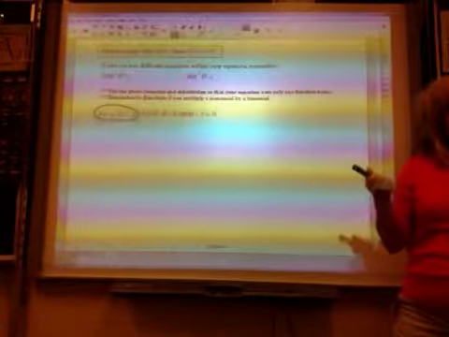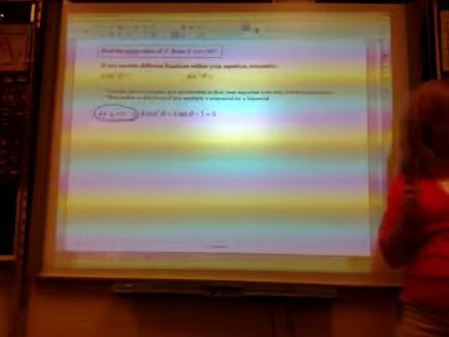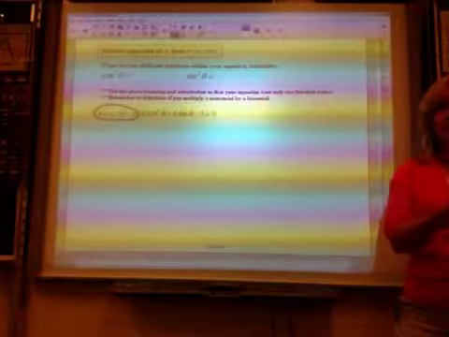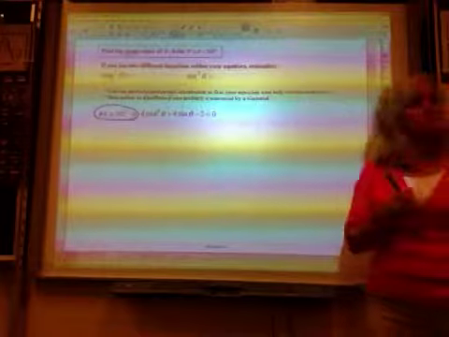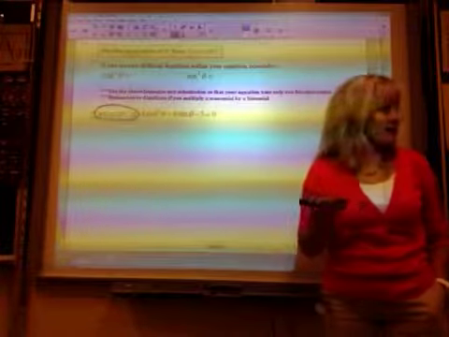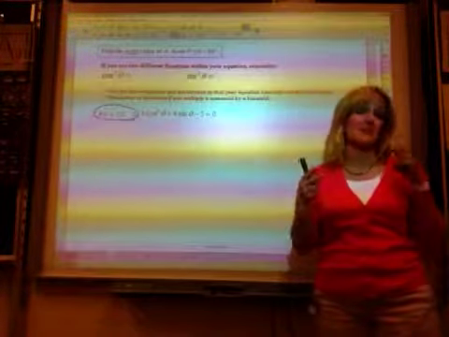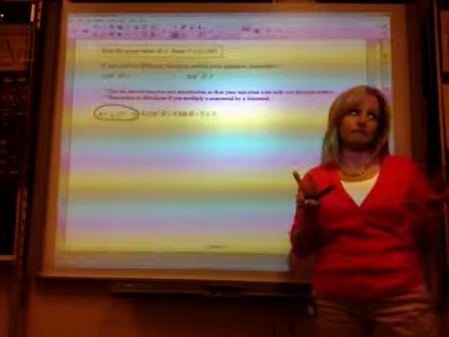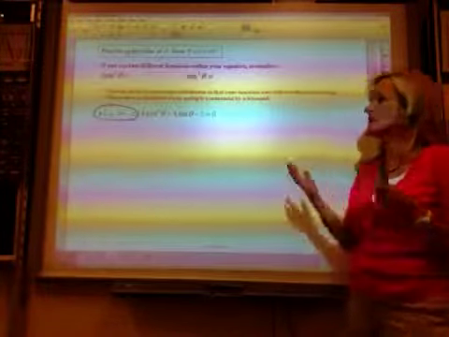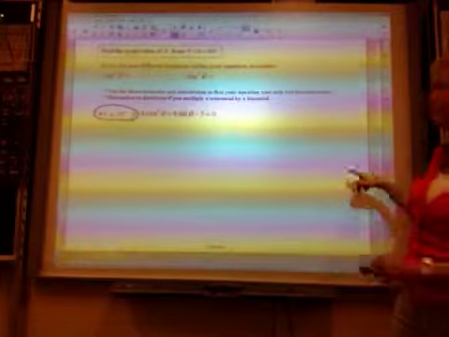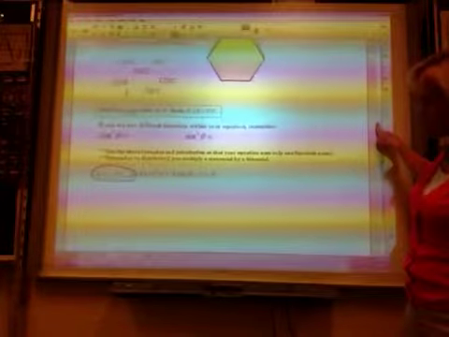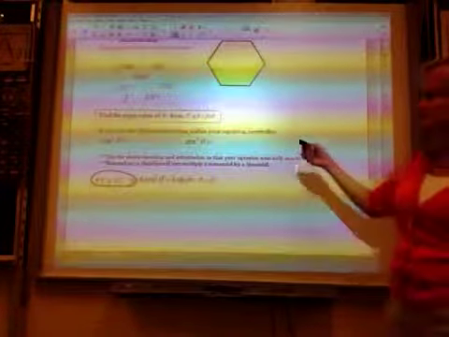Interesting idea. Someone said use two variables. The problem with using two different variables is that I need two equations to solve it. Well, it says substitution. So if you read, I didn't want you to read right now. If you read, something interesting is going to happen.